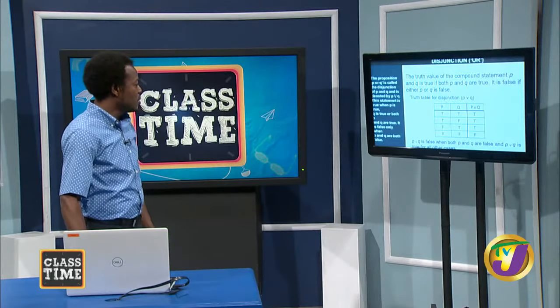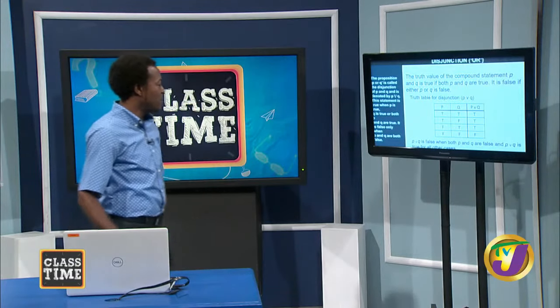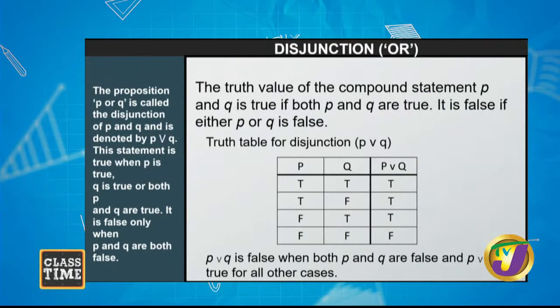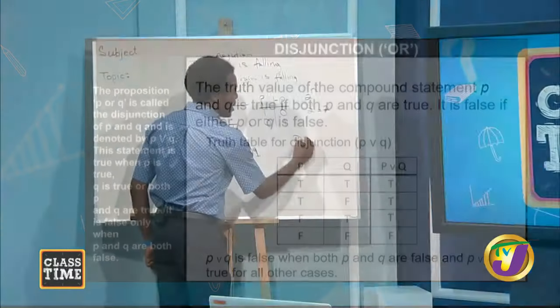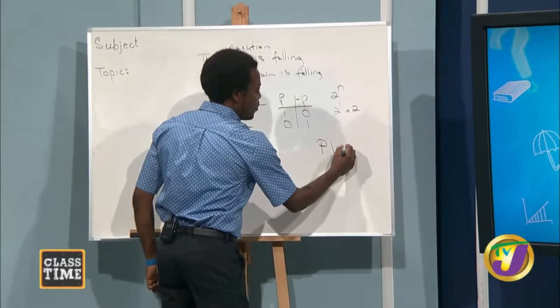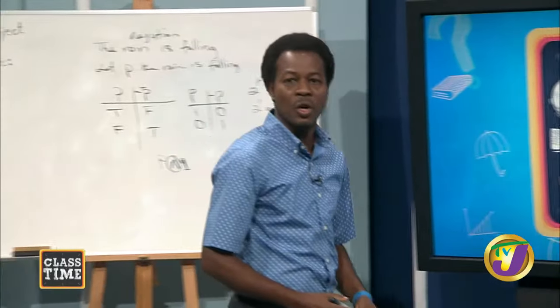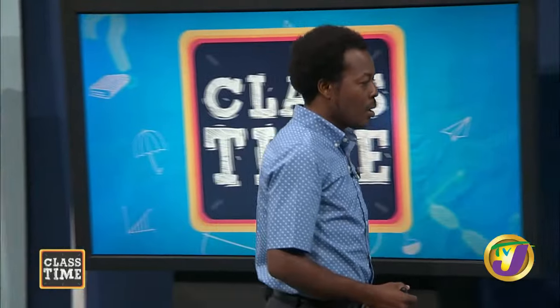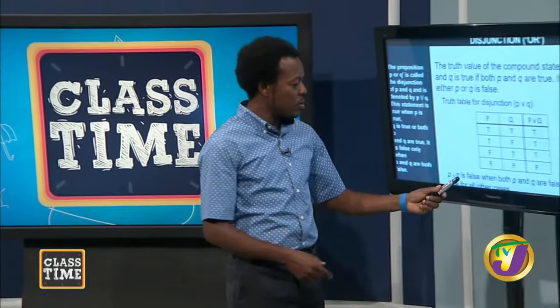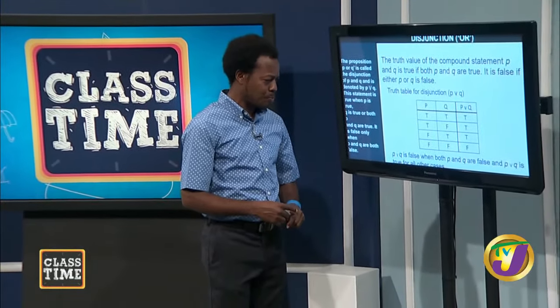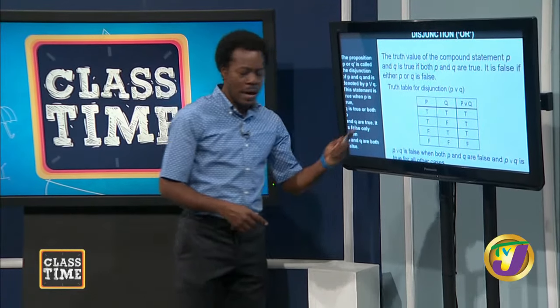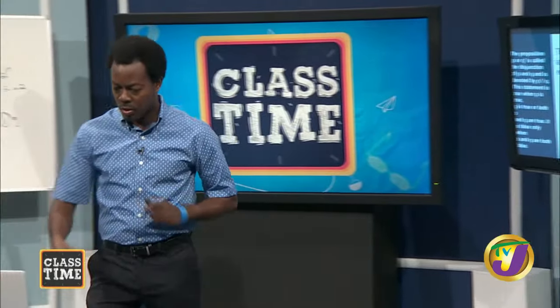There you have it. P or Q is represented, unlike the conjunction, with the connective that looks like a V. I always call it a V. This is the connective that represents the or statement. So P or Q is false when both P and Q are false. Otherwise, it is true, in a nutshell.